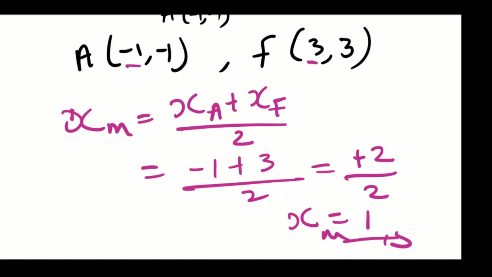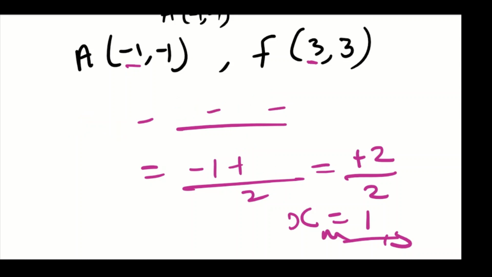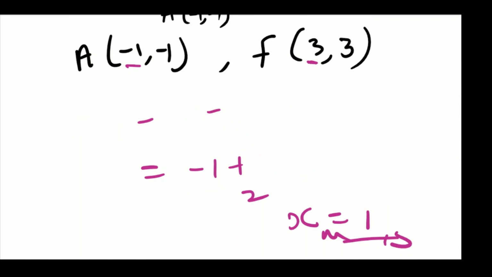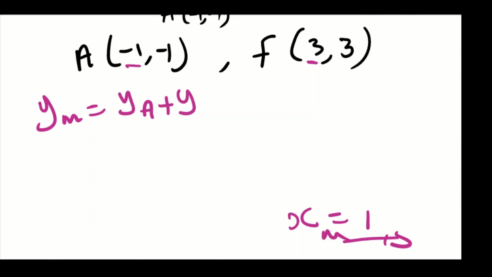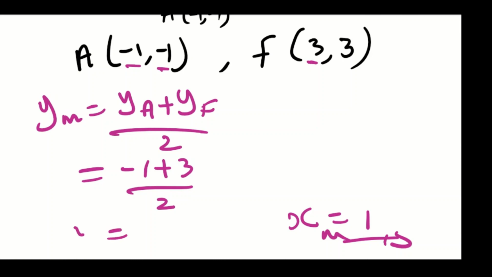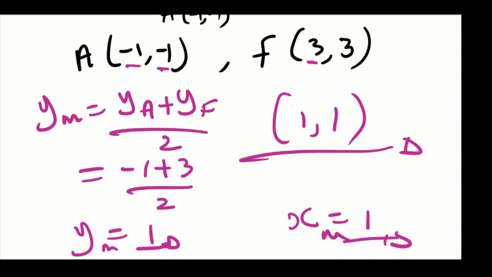Now we know the solution, which is x is equal to 1. So now y of M is equal to y of A plus y of F over 2. So it's equal to minus 1 plus 3 divided by 2, which is going to give us the same, y of M being equal to 1. So we're having our midpoint as 1 and 1 for this problem here.